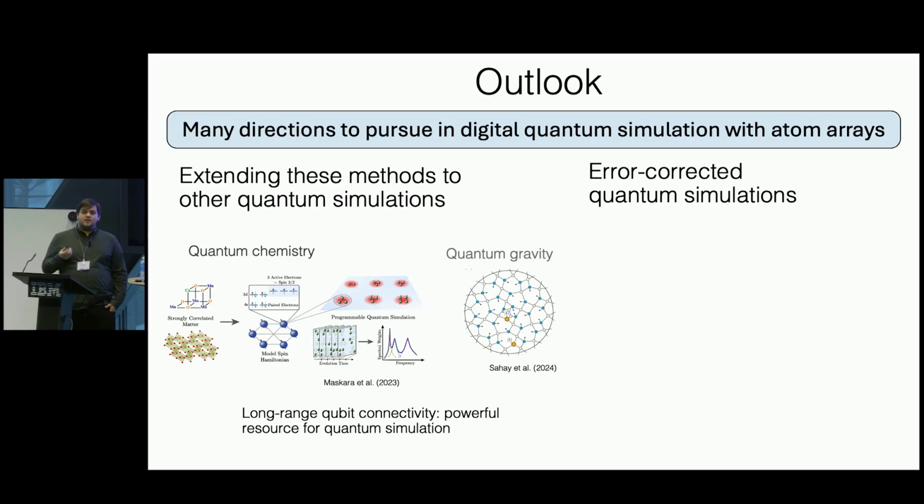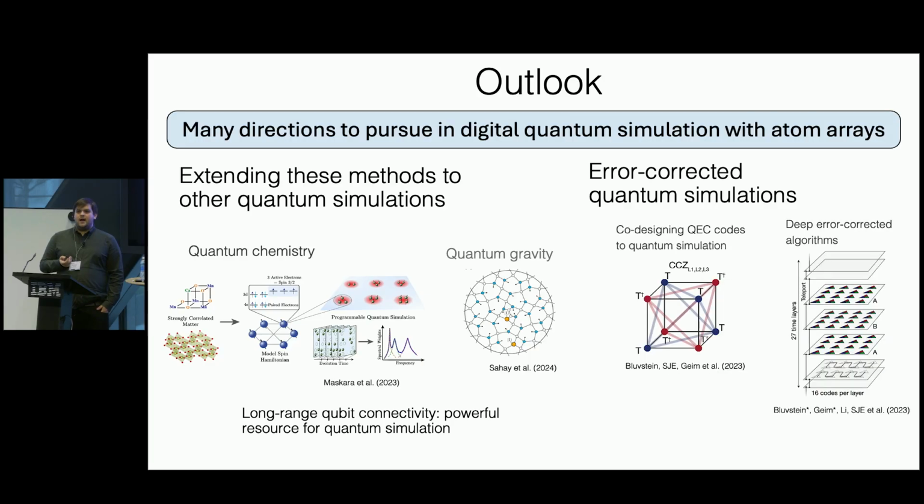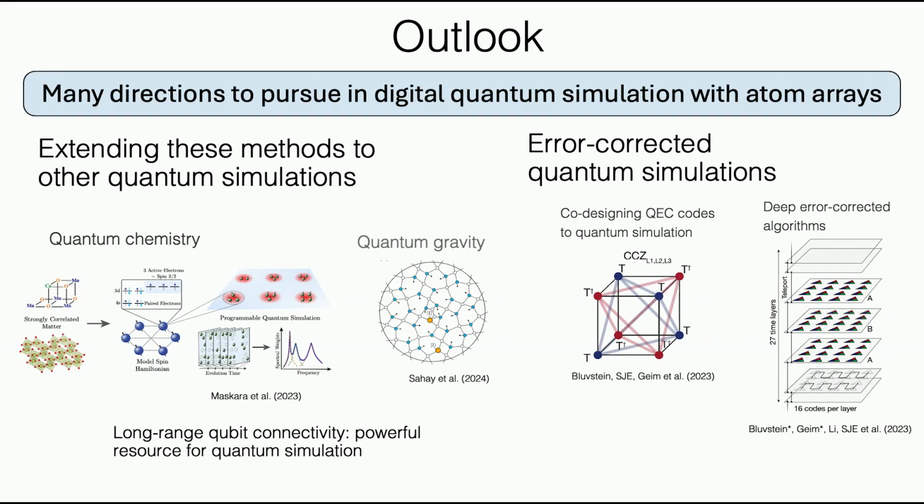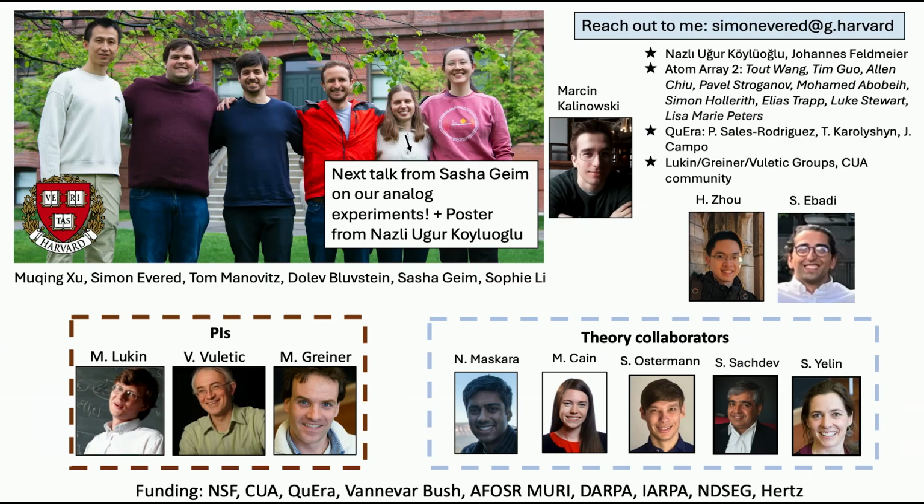And then thinking more into the future, along the lines of what Misha told you yesterday about our error correction work, I think it would be interesting to study how we can co-design different types of quantum error correction codes, as well as use these deep error-corrected algorithms to extend and encode these types of fermionic encodings.